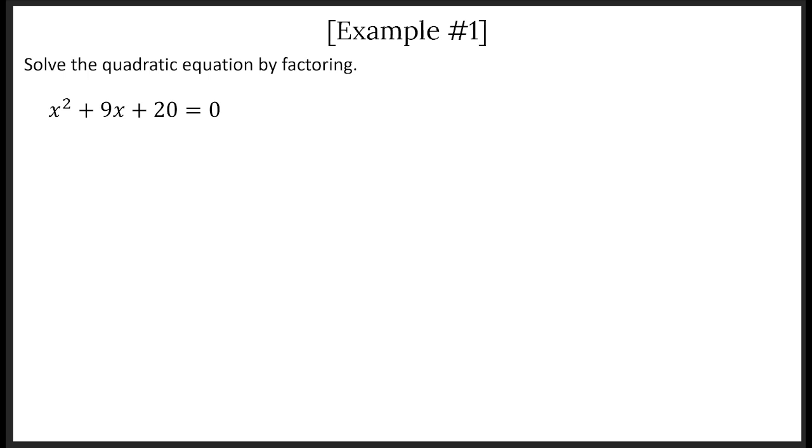Solve the quadratic equation by factoring. We have x squared plus 9x plus 20 equals 0. Before we ever solve something, we want to make sure that it says equals 0, and sure enough, this says equals 0, so that part is done.